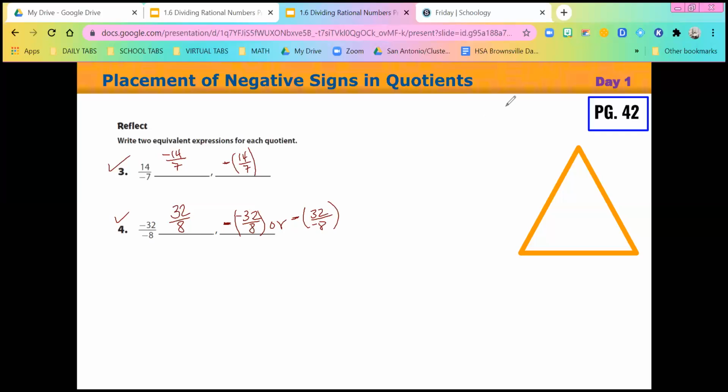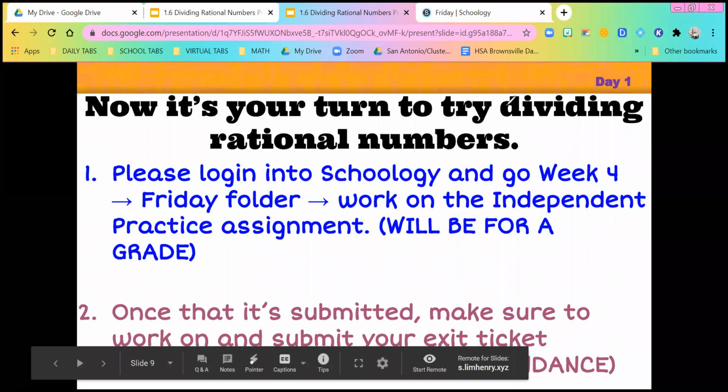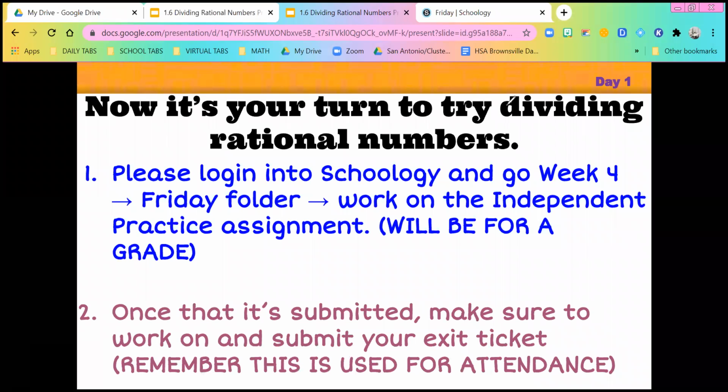Again, thank you so much for working those out for me. I truly appreciate it. All right, so that's going to wrap up our lesson for today. It was very quick and brief. We'll get into division and the steps I want us to learn on Monday. For right now, you're going to log into Schoology, and work on that independent practice that I talked about at the beginning of the video. And then, of course, you're going to do your exit ticket that is for attendance, okay?